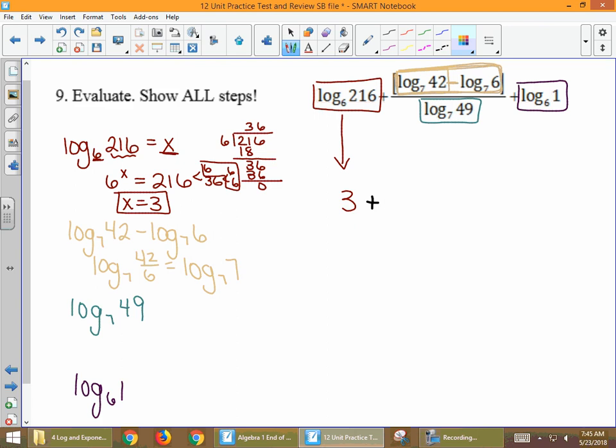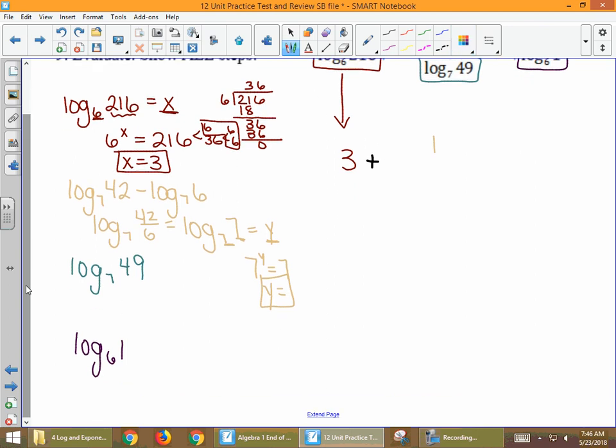And anytime your base and what you're taking the log of are the same, we'll make that y, I guess. 7 to the y equals 7. So that whole thing in that numerator is 1. So I can replace log base 7 of 42 minus log base 7 of 6 with 1.